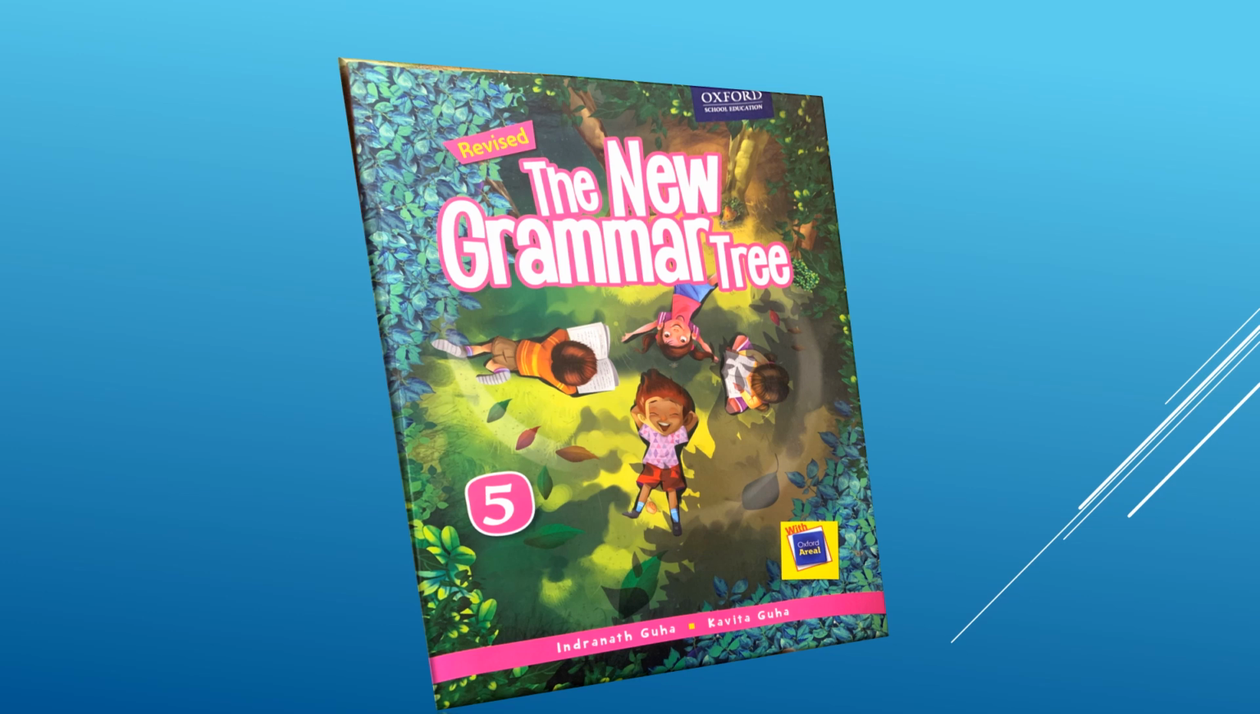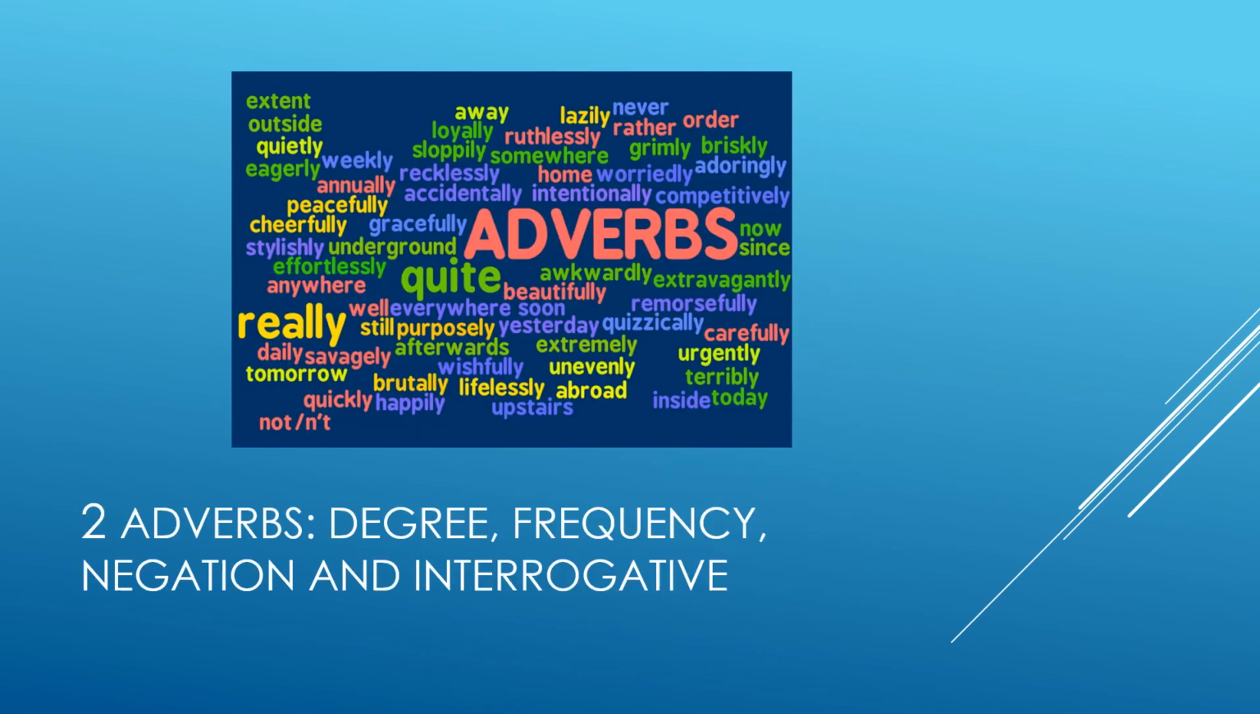This is our book, The New Grammar Tree, from Oxford. Your chapter number 2 is adverbs. You know very well what an adverb is. We have already learned it in Standard 3 and Standard 4. In this chapter, we are going to learn about degree, frequency, negation, and interrogative adverbs. Okay.